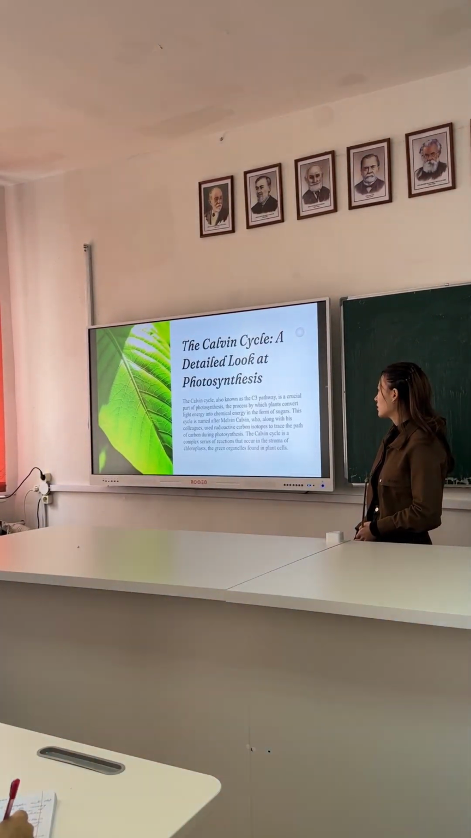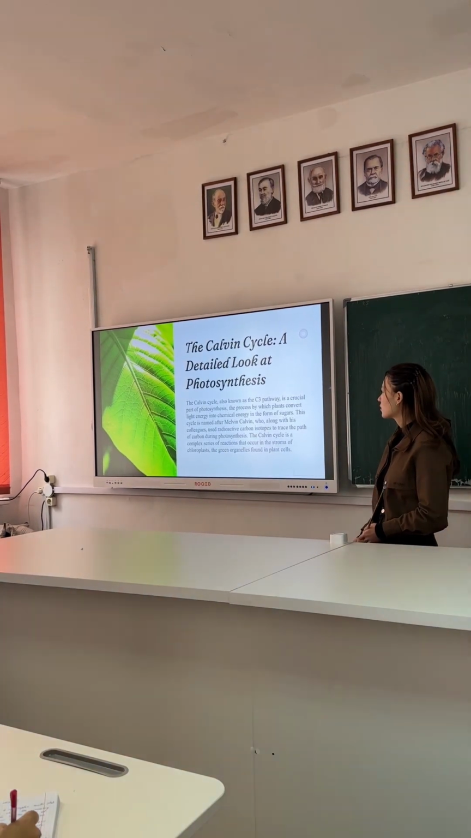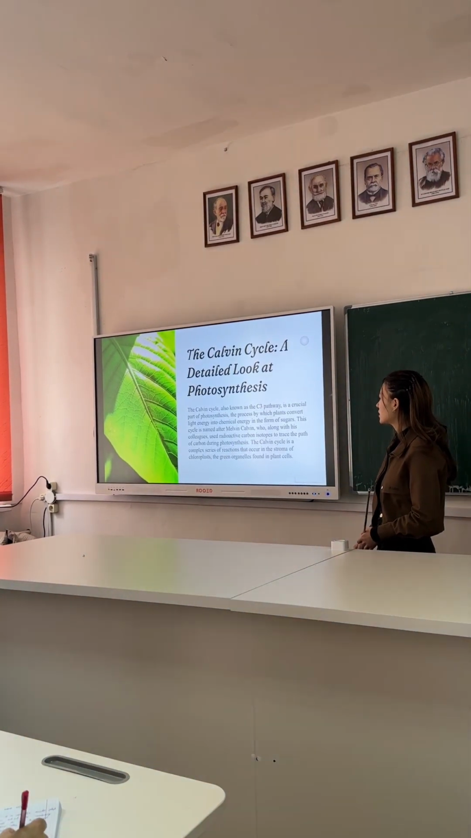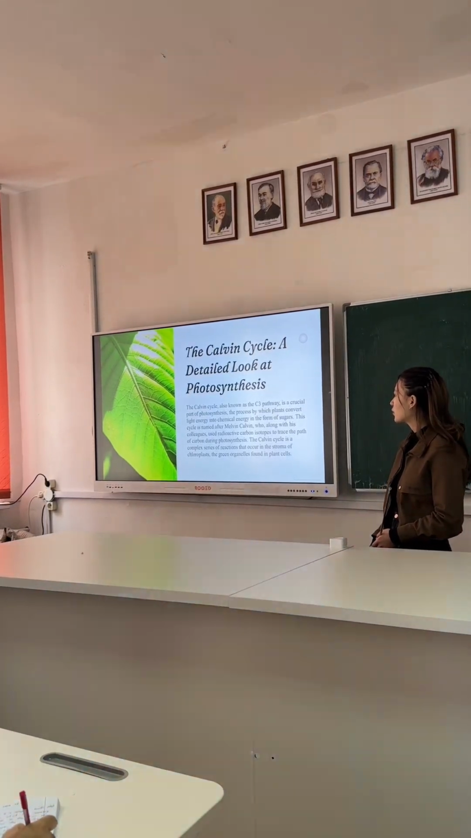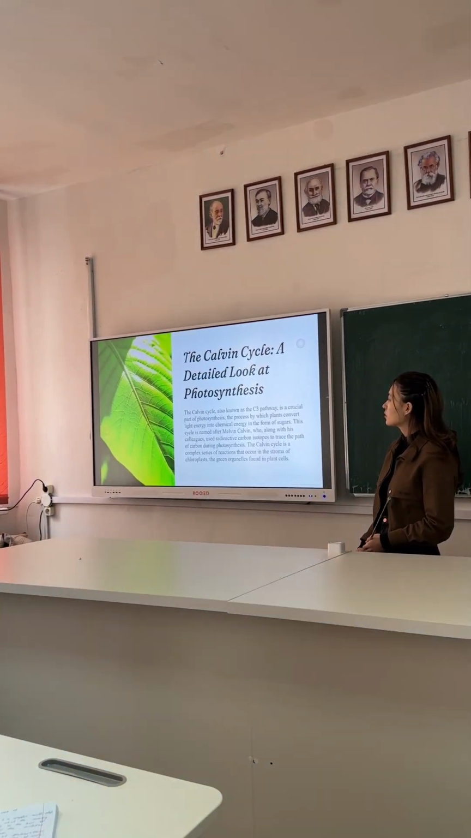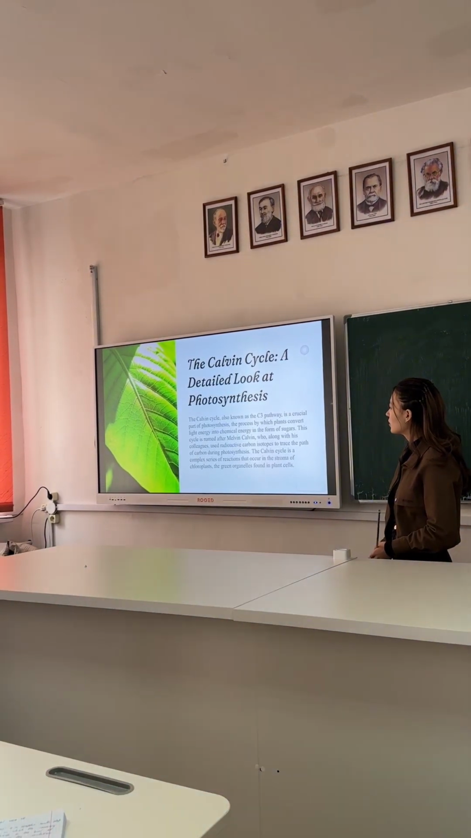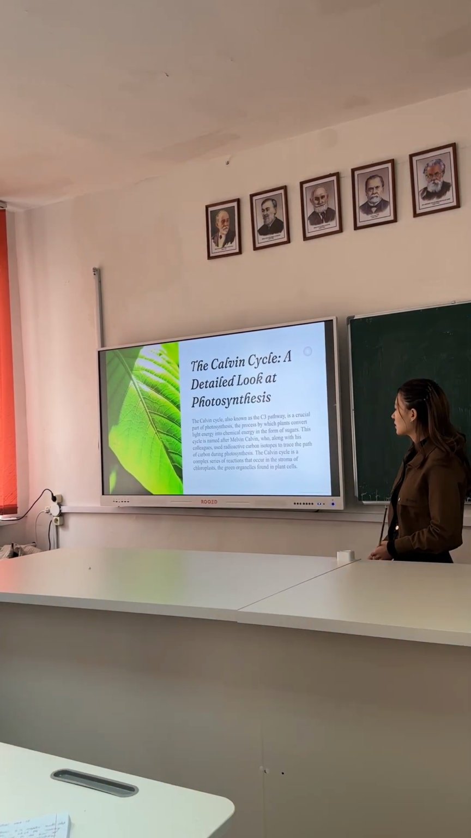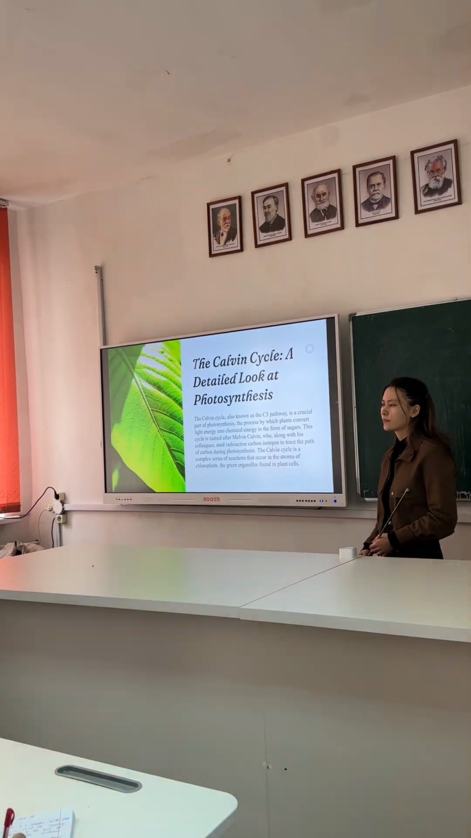This cycle is named after Melvin Calvin, who along with his colleagues used radioactive carbon isotopes to trace the path of carbon during photosynthesis. The Calvin cycle is a complex series of reactions that occur in the stroma of chloroplasts, the green organelles found in plant cells.